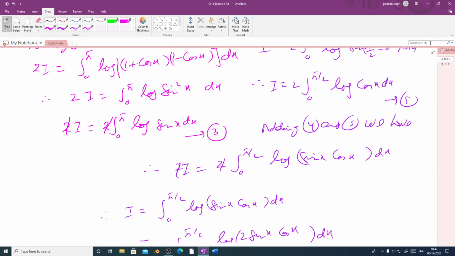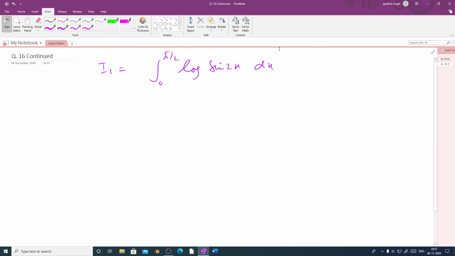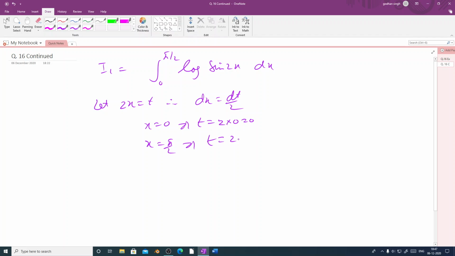are from 0 to pi, so the change we'll do is to take 2x as t. So let 2x equal t, therefore we'll get dx equal to dt by 2, and also we'll have to change the limits. So when x is equal to 0, this implies t equal to 2 into 0, that is 0, and when x equal to pi by 2, this implies t equal to 2 into pi by 2, and that is pi.